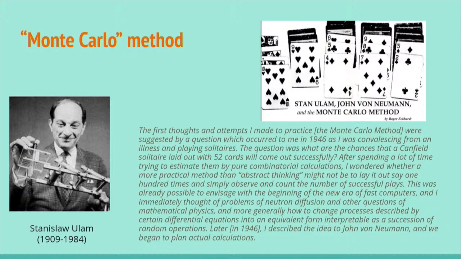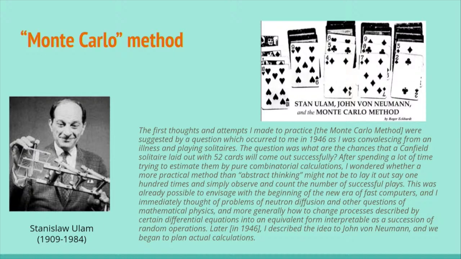And the question that he asked himself is, what are the chances that solitaire laid out with 52 cards just gives you the solution automatically? What is the probability of you getting the solution in the first try? Of course, like any good mathematician, he first tried the abstract method, but like any good physicist, he gave up and decided to do an experiment instead and use this ENIAC to figure out the answer.